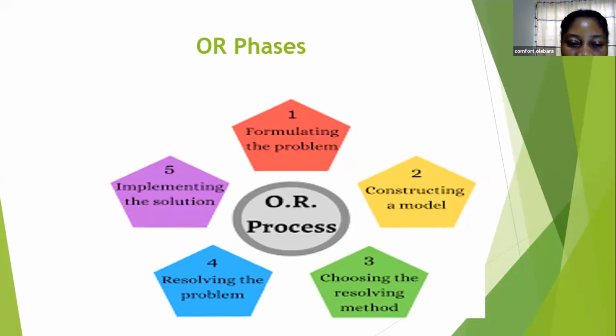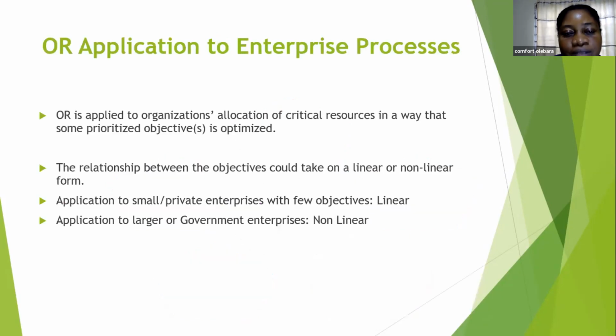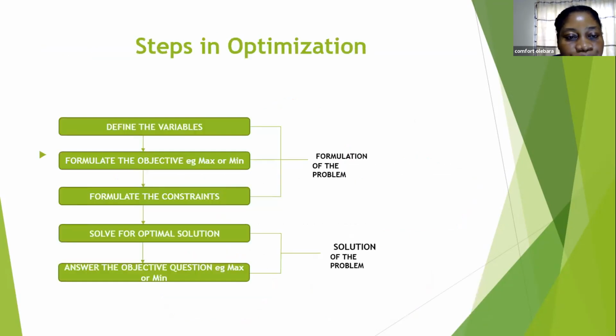So in optimizing the organization's goal, the set goal is either maximized or minimized. The objective function is either maximized or minimized. So these are the 5 phases that make up the operations research process. So coming down to optimization now, we need to define the variables. That's the first step. So we have 2 groups: first, formulation of the problem, and then resolution of the problem.